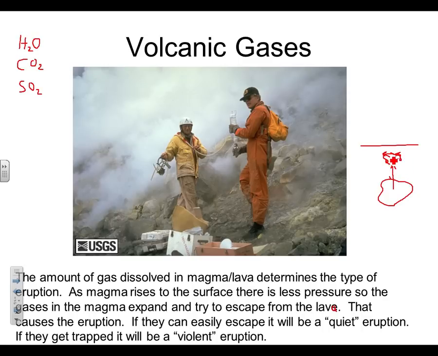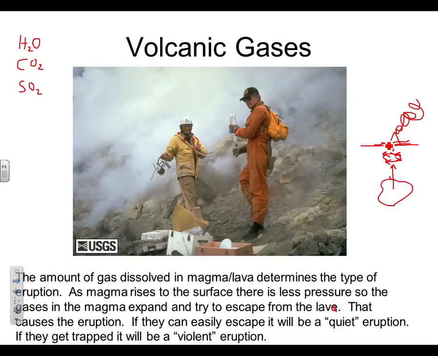If they can escape easily, then the lava is just going to bubble out and be a quiet eruption. If they can't escape easily, they get trapped, then you're going to have a big explosion, a violent eruption. So what we need to look at next is what might keep the gases trapped in and lead to a big explosion, or what might let the gases flow out easily and lead to a quiet eruption.